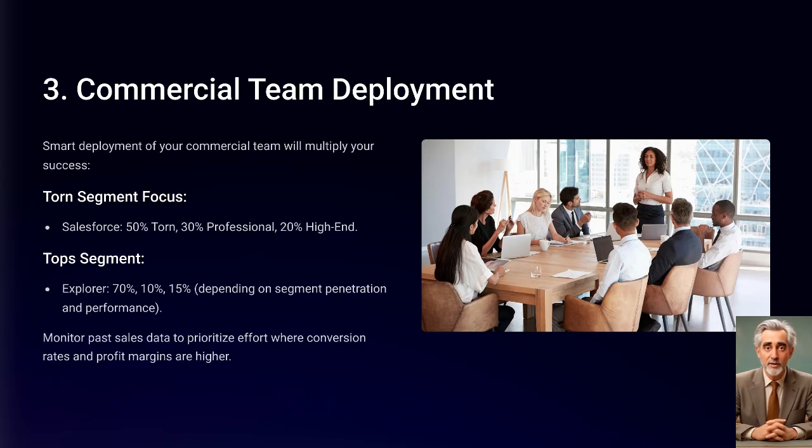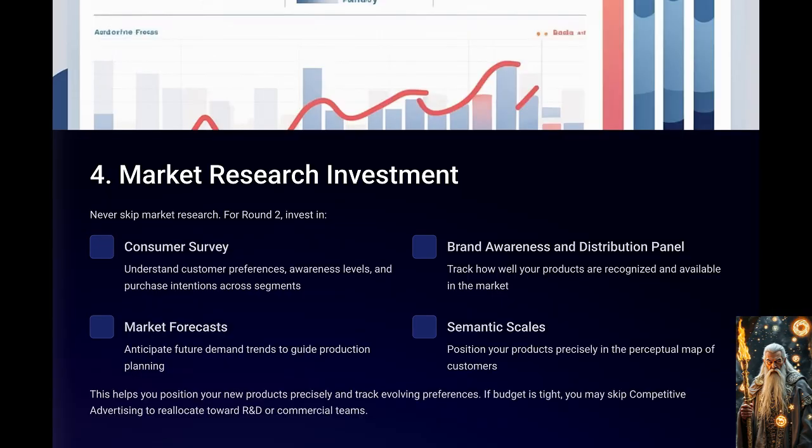Torn segment focus. Salesforce, 50% Torn, 30% professional, 20% high-end. Top segment, 70%, 10%, 15%, depending on segment penetration and performance. Monitor past sales data to prioritize effort where conversion rates and profit margins are higher. Market research investment. Never skip market research. For Round 2, invest in Consumer Survey, brand awareness and distribution panel, market forecasts, semantic scales. This helps you position your new products precisely and track evolving preferences.